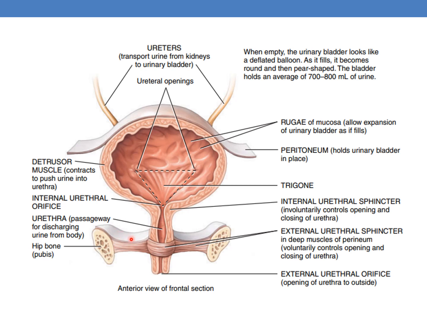And this is the hip bone or pubis. This is the external urethral sphincter in the deep muscles of perineum that voluntarily controls opening and closing of the urethra. And this is the internal urethral sphincter, which involuntarily controls opening and closing of the urethra. And this is the external urethral orifice, or opening of urethra to the outside.